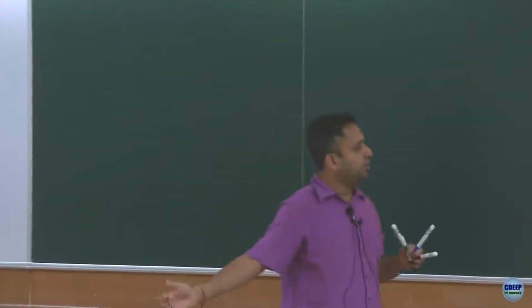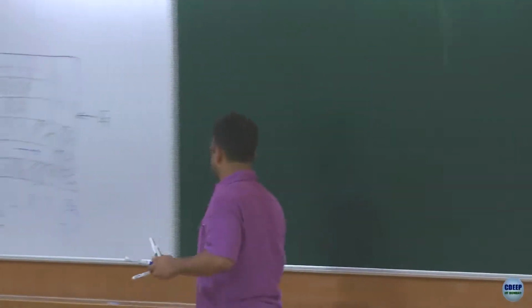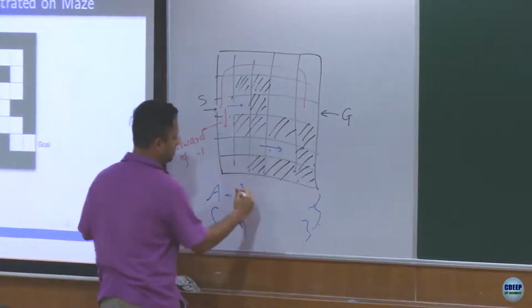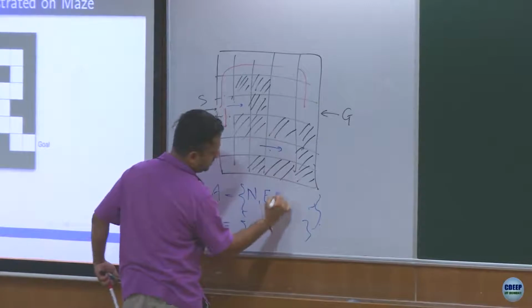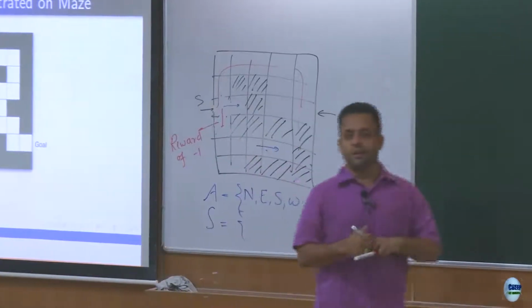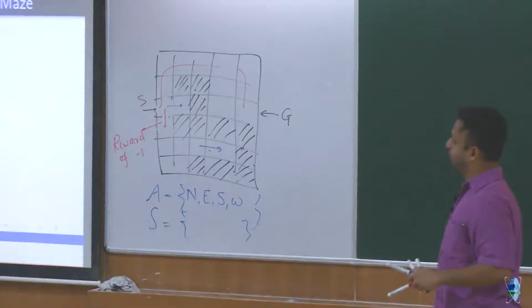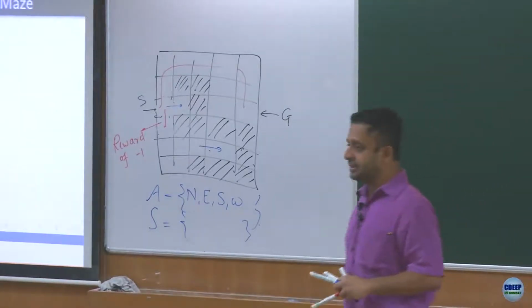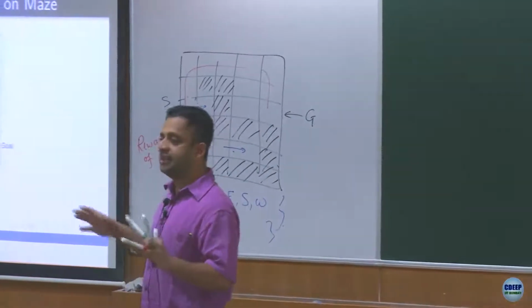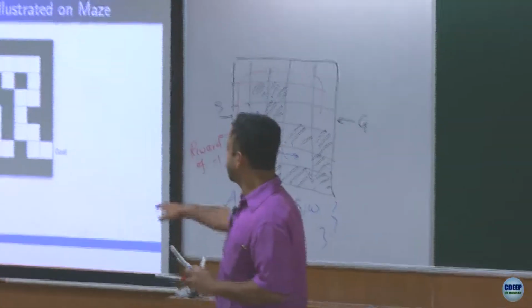Okay, the actions are north, east, south, west, so that makes more sense than referring to them as left, right, etc. So north, east, south, west. That way we are in the same frame of reference as the agent. And here the state that we are talking about is the agent's location.